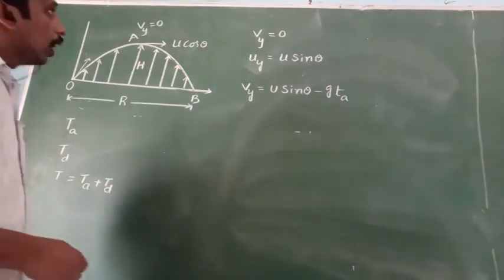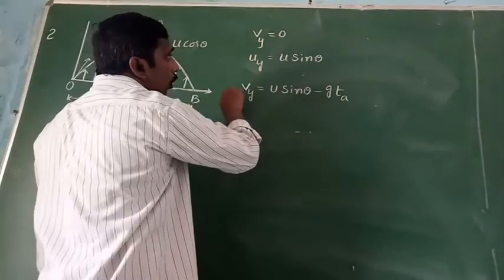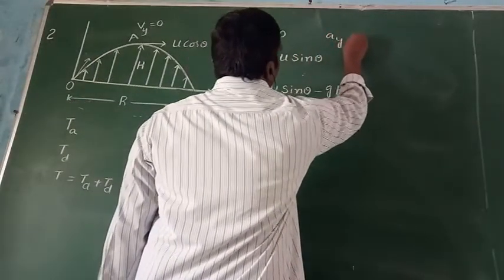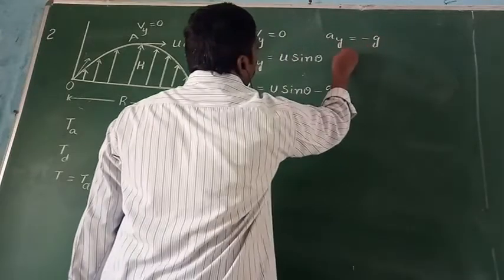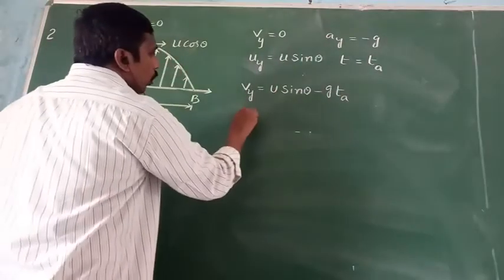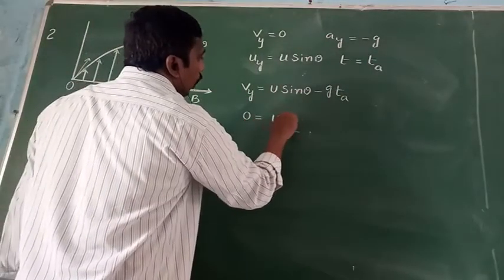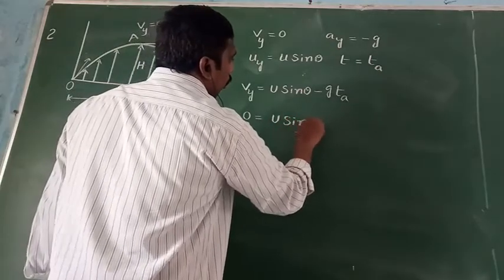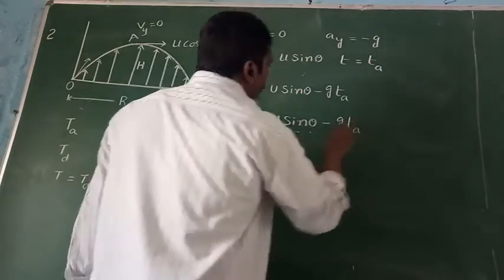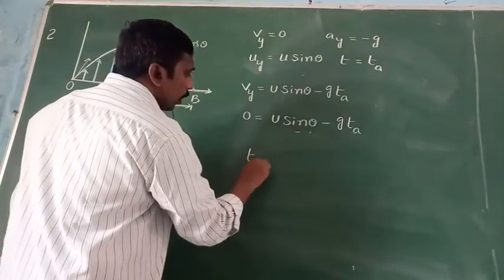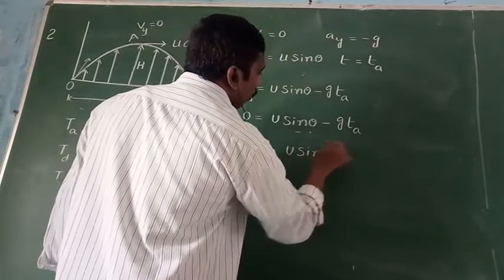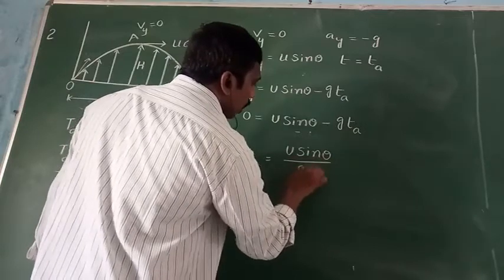But in this condition, along the vertical direction, the final velocity is equal to 0, uy is equal to u sin theta, and here ay is equal to minus g, and time t is equal to ta. Vy is equal to 0, so 0 is equal to u sin theta minus g into ta. From this, the time of ascent ta is equal to u sin theta by g. This is the time of ascent.